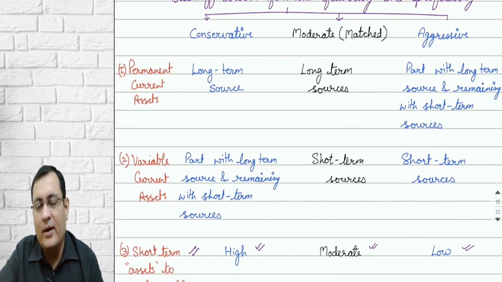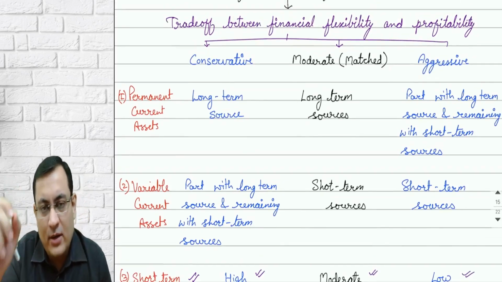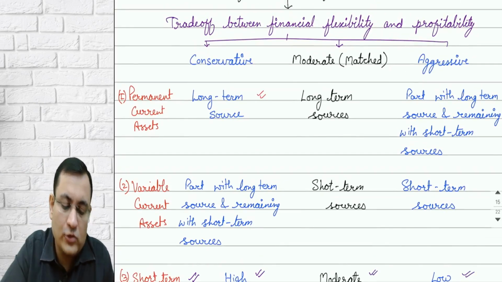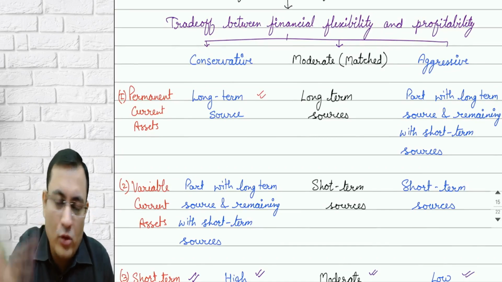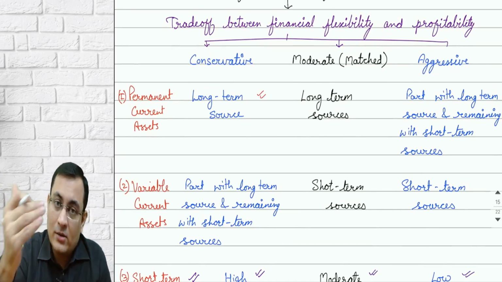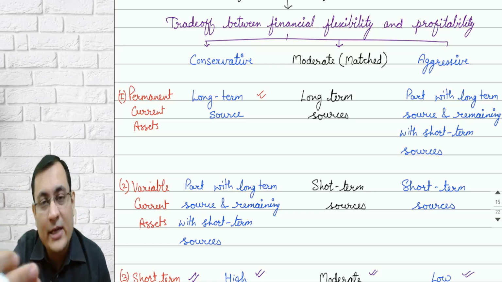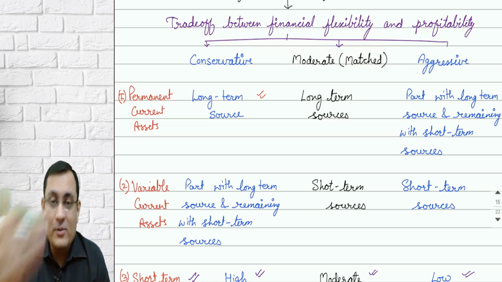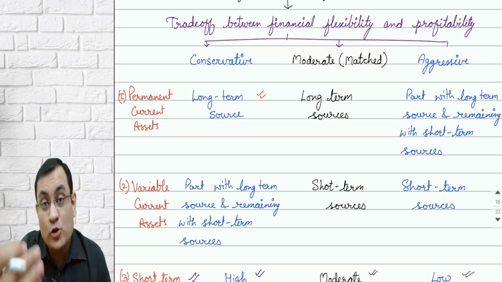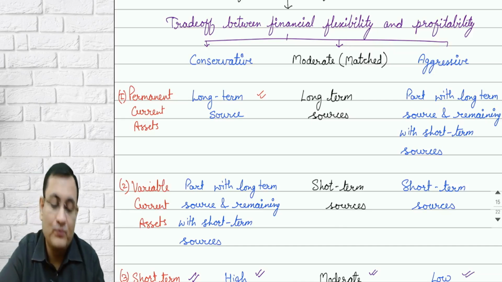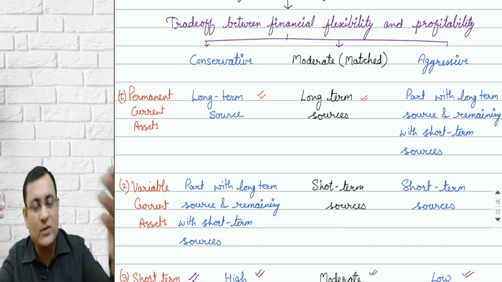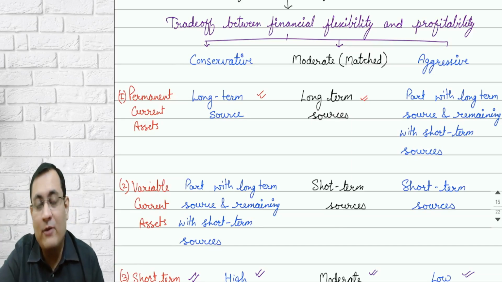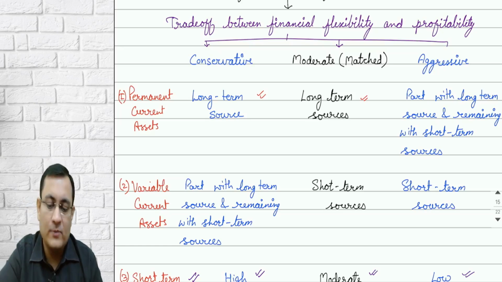So, permanent current assets. Conservative will always go for long-term sources. Of course, they are anyways relying more on long-term sources. These are current assets, but by nature, in substance, they are long-term holdings, long-term assets, so they should be financed by long-term sources. In the match case, they will also use long-term sources, because they are going to match long-term assets with long-term liabilities.